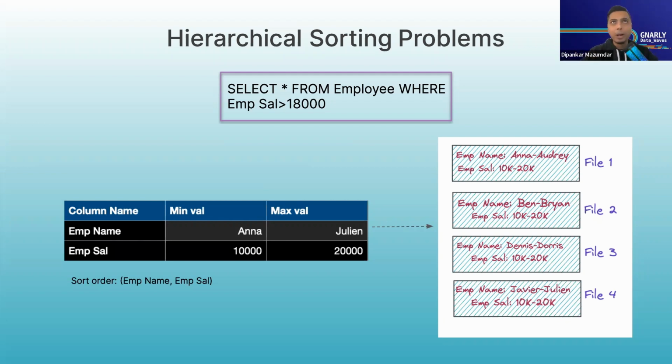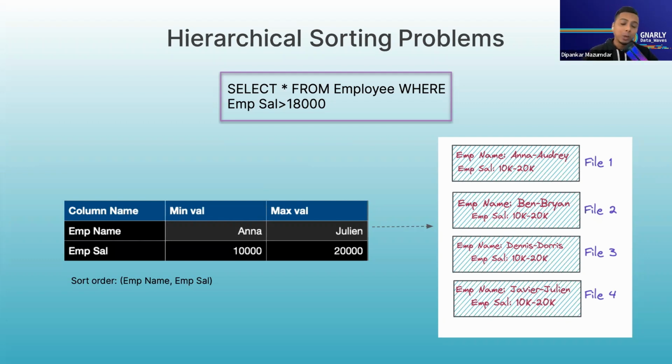So if you run the same query, select star from employee where employee sal is greater than 18,000, which has a filter on the employee salary column instead of the first sorted column, which is employee name in this example, you are back to the same problem. Your engine still has to scan all 4 files, because your filter still falls within that particular range. So in the case of hierarchical sorting, you will only benefit if you have a filter on the first sorted column. The engine cannot take advantage if the filters are on the other fields in that hierarchy.